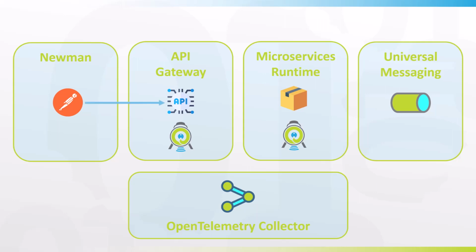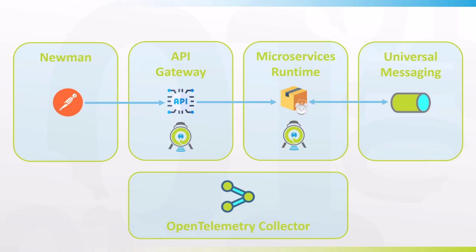Once we kick off our Postman collection via Newman, API requests will start to trickle into the API gateway, which will in turn route those requests to the MSR's demo package. In this package, the inbound order will be processed, including being published and subscribed to and from Universal Messaging, being validated, and finally being persisted.